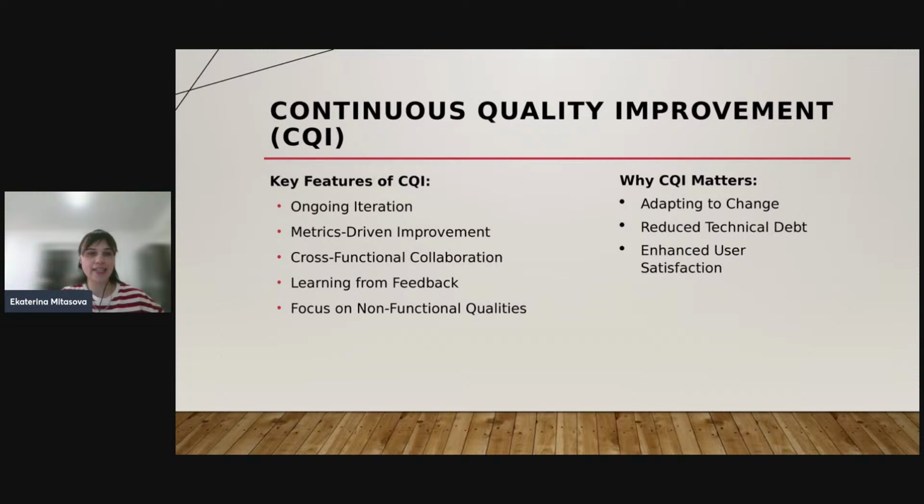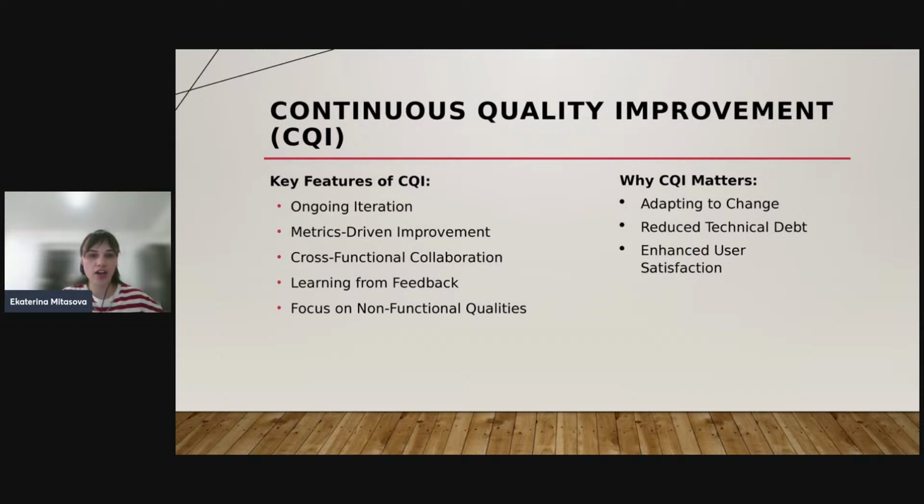Continuous quality improvement is a systematic, iterative approach to enhancing software quality by continuously analyzing, testing, and improving processes and products throughout the software lifecycle. It's characterized by ongoing iteration. Ongoing iteration means that quality is not a one-time goal, but a continuous effort across multiple releases and updates. Also, it's characterized by metrics-driven improvement. It means that quality of the product is evaluated against key metrics, for example, defect density, test coverage, user feedback, and in such a way we identify areas of improvement.